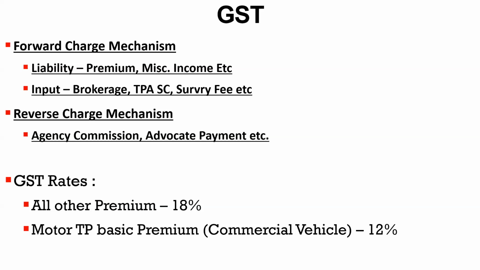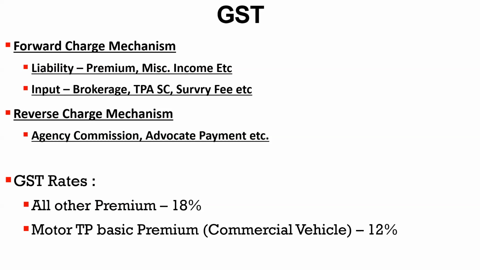Just briefly, I'll tell you what forward charge and reverse charge are. Forward charge is where we are providing a service, like an insurance service. We are charging money from our service receiver. We are charging 100 rupees for our insurance service and we are charging 18 rupees on it as GST, and we are paying that to the government. This is a simple mechanism. This is called forward charge. At the front side we are taking from the service receiver and paying to the government.